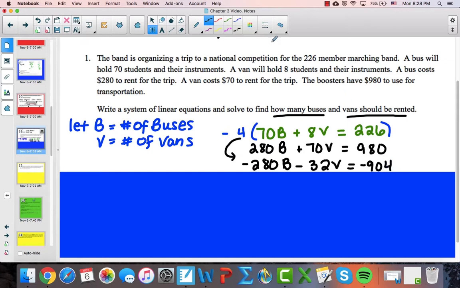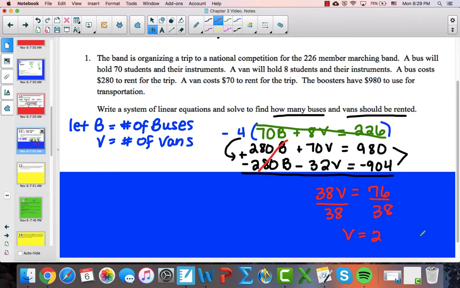Now I'm going to add these two equations together. Sometimes it's helpful to put a little line through the old equation when I'm done with it, so I don't get confused. All right, so the B's are going to cancel. 70 minus 32 gives me 38V equals, and 980 minus 904 is 76. So when I divide by 38, I get V equals 2.